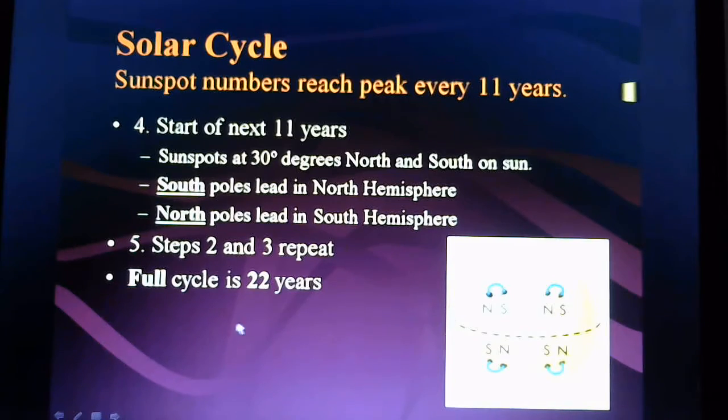So, if somebody says to you, how often do sunspot numbers reach a peak? You say 11 years. But if somebody says to you, how long is the solar cycle? You don't say 11 years, you say that the solar cycle is 22 years long.